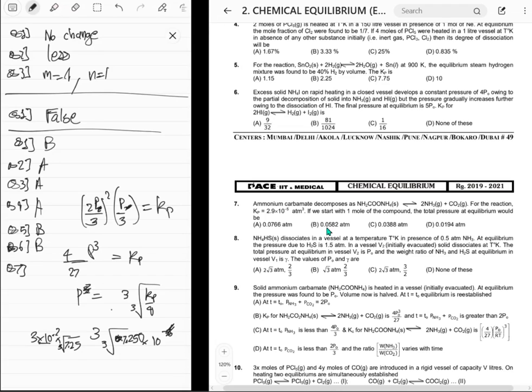So that should be P naught upon 3 and P naught upon 3. And it should be like this, right? So it should be 4 P naught cube upon 27, that's equal to Kp. So cube root of 3 times cube root of Kp upon 4. So it is 0.725 into 10 power negative 5, and that's like simple 26.